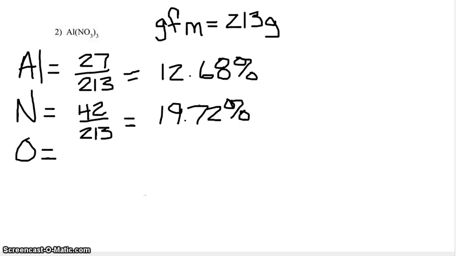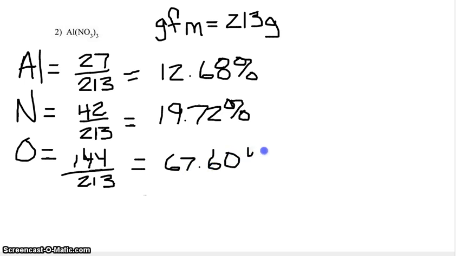All right, and oxygen, the last one, and oxygen, notice we have a whole bunch of them. This should be the majority of our mass. We have 144 grams from oxygen out of our total of 213, which gets us to 67.60%.